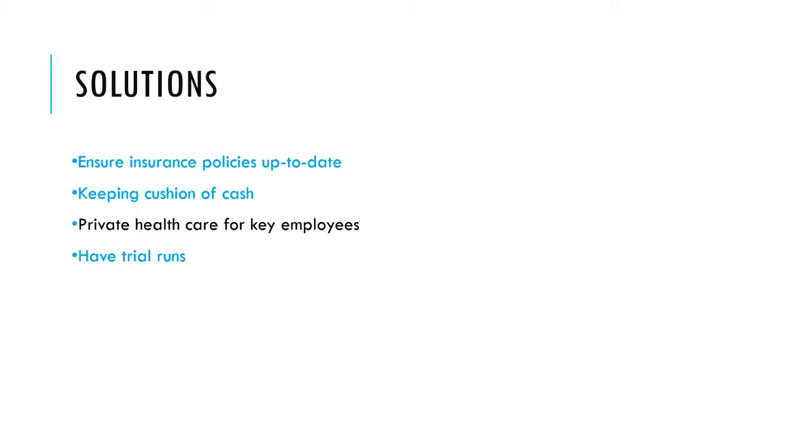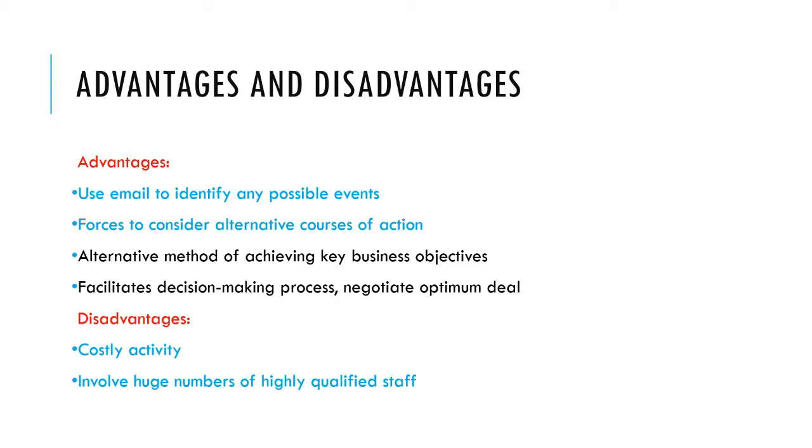What are solutions? Well, you can ensure your insurance policies are up to date and keep a cushion of cash so you can use this. Also have private healthcare for key employees, and you can also carry out trial runs as well. So what are the advantages and disadvantages of contingency planning? Well, you can identify any possible events that may take place. It forces you to consider alternative courses of action, so you're not just stuck on the one course of action. You have to think of many.